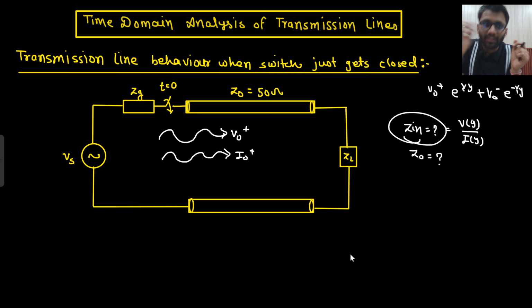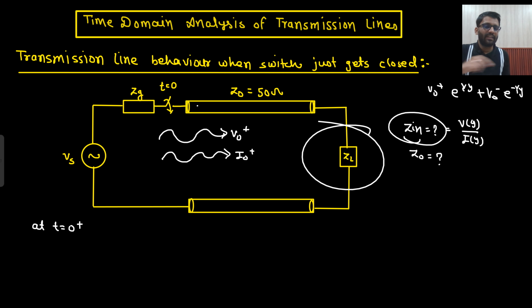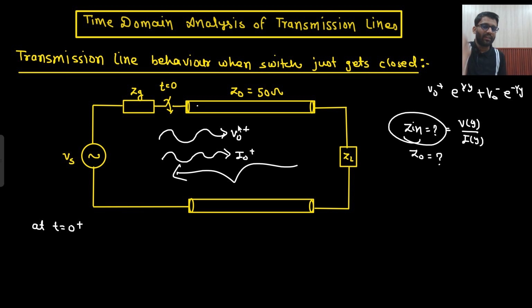Because just as you close the switch, only the V0 plus wave is going, only the I0 plus wave is going. There is no reflected wave at t equals 0 plus. I am talking about t equals 0 plus, not steady state. So if only V0 plus and I0 plus are there and there is no reflected wave, then certainly they will only see Z0, not Z in. Z in we see at steady state. So at t equals 0 plus, how will you replace your transmission line? With Z0 only. Because here it will see Z0, Z0, Z0, then it will see ZL. And if it sees ZL, then it will be reflected back. So in total, V0 plus will be there, I0 plus will be there, V0 minus will be there, I0 minus will be there.